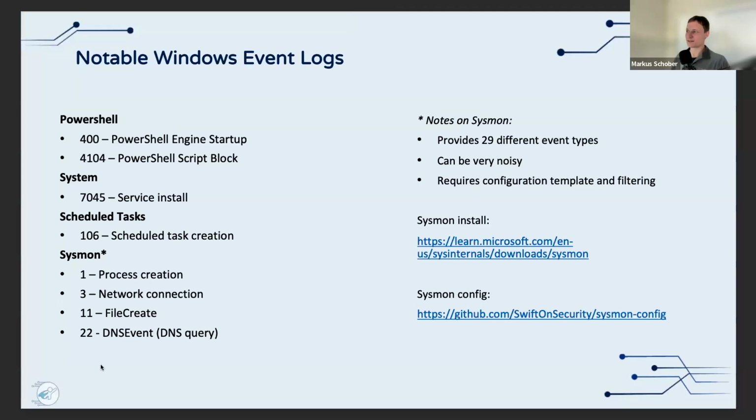So Sysmon is awesome. Technically, with Sysmon, you have 29 different event types. You can even see when registry keys were created, modified. You can see so many more things, when processes were terminated, and I don't even know, 29 different event cases. And this is extremely noisy.